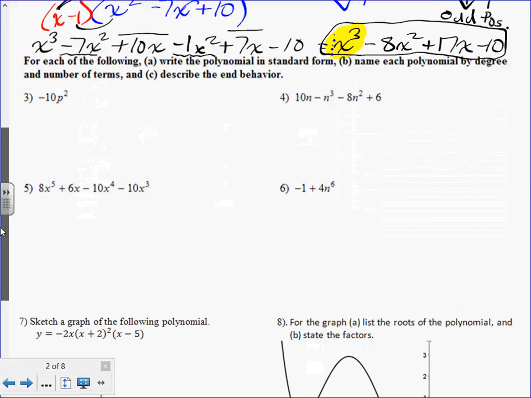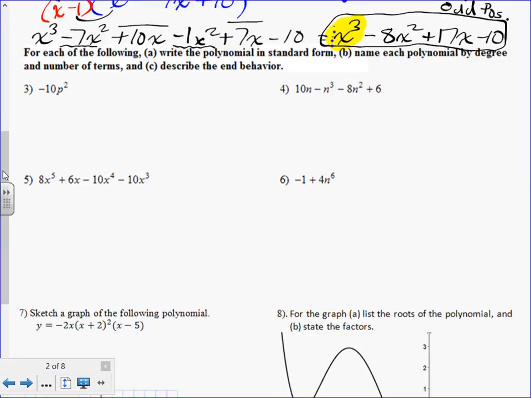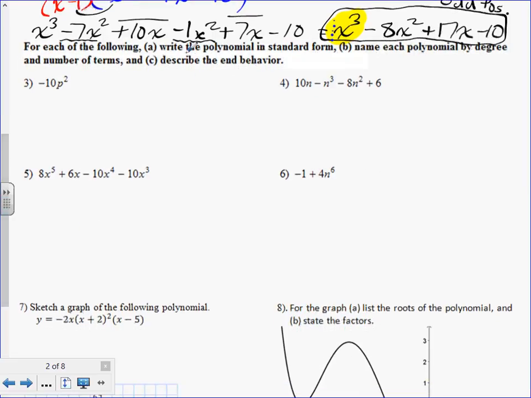Look down here. Let's do one of these. How about number 5? Read your directions, and then when you're ready, I'll take a volunteer. You ready, Lenore?